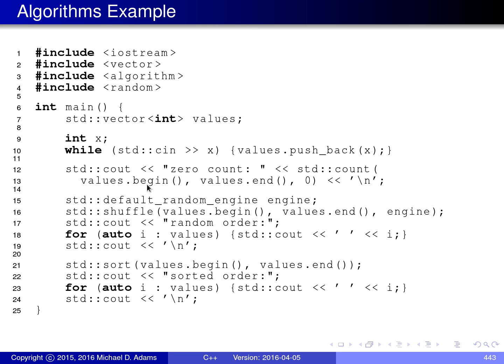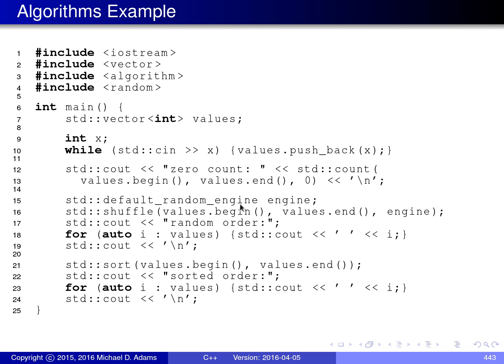Because I'm iterating over all of the elements in the container, specifying begin as the starting point and end as the end, the range I'm specifying is all the elements in the vector values. This is going to count the total number of elements which are equal to 0. And the return value of count is just the number of elements that were counted, and then I print this out. In the next step, I'm going to randomly permute the elements of the vector and then print them out again.